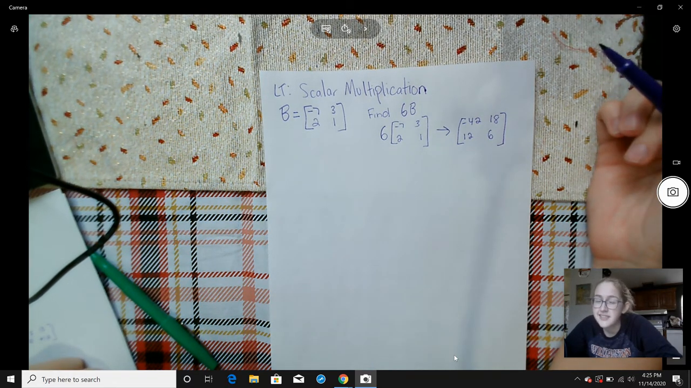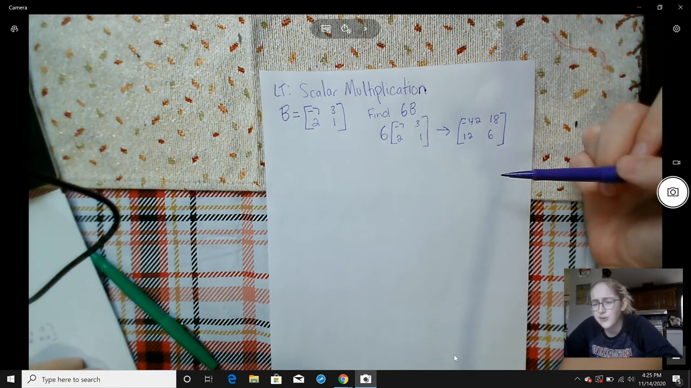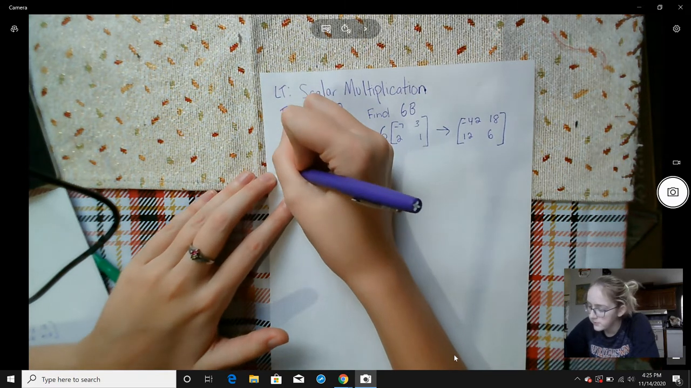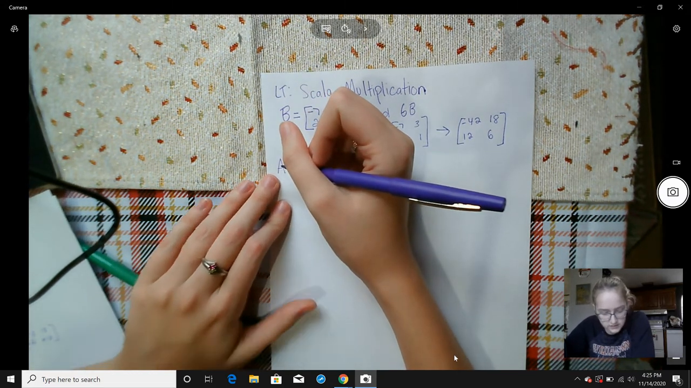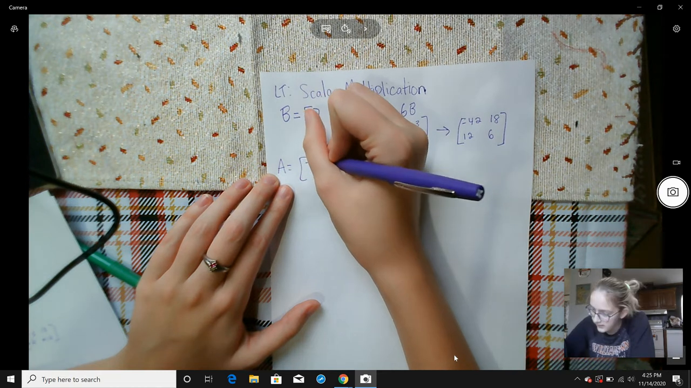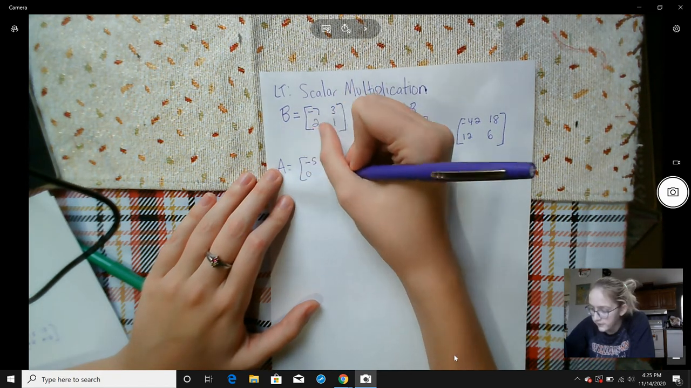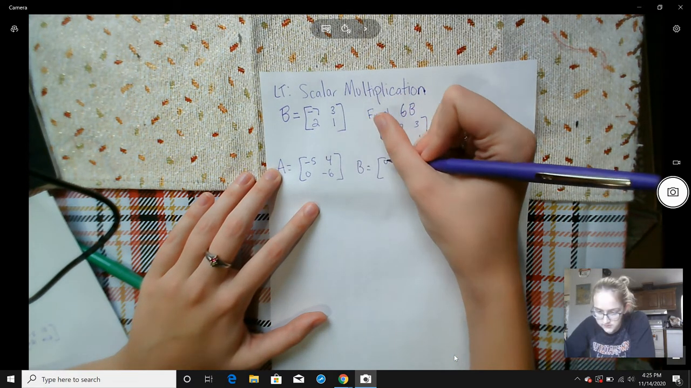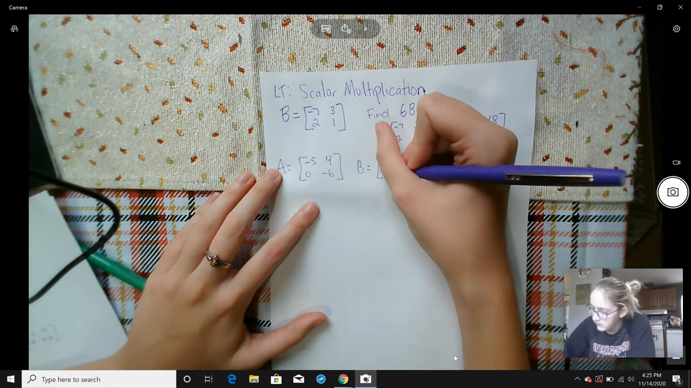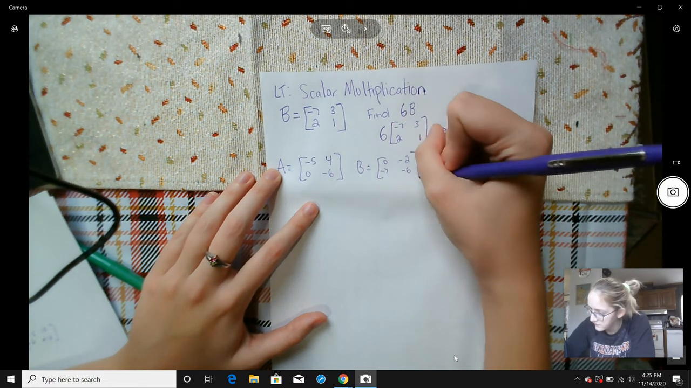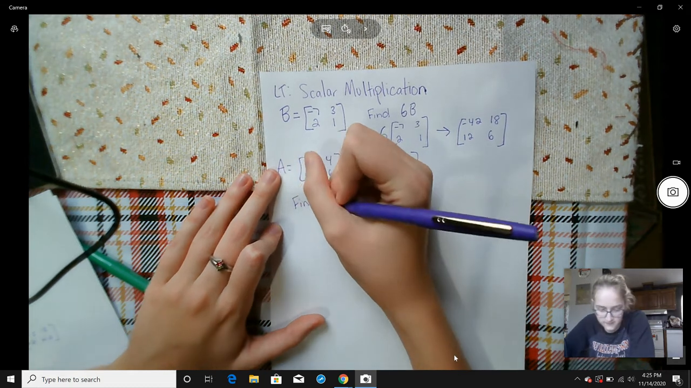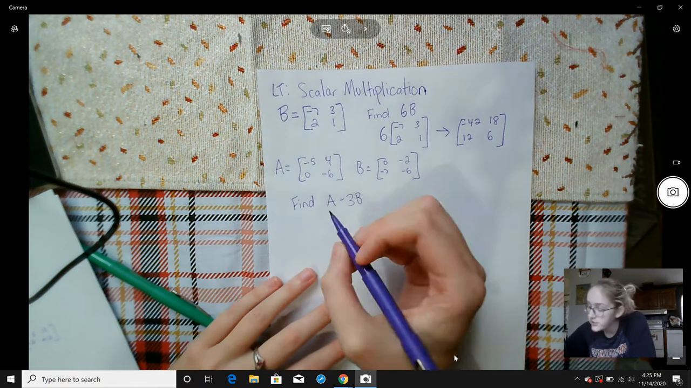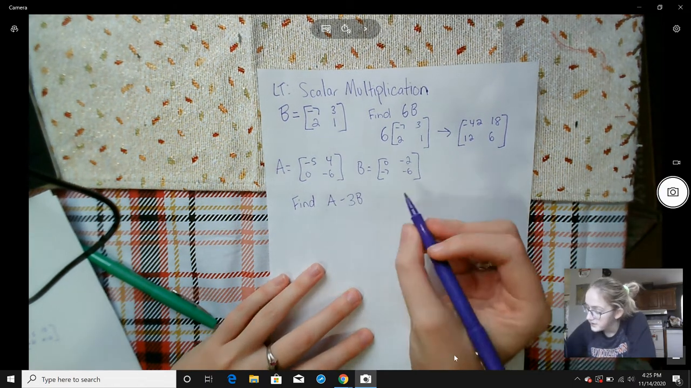So on your assignment in Delta Math, there isn't anything that just has scalar multiplication. It's dealing with addition and scalar multiplication. So you'll be given problems such as A equals -5, 4, 0, and -6. And B equals 0, -2, -7, -6. And it asks us to find A minus 3B. So the first thing we want to do is find that 3B.